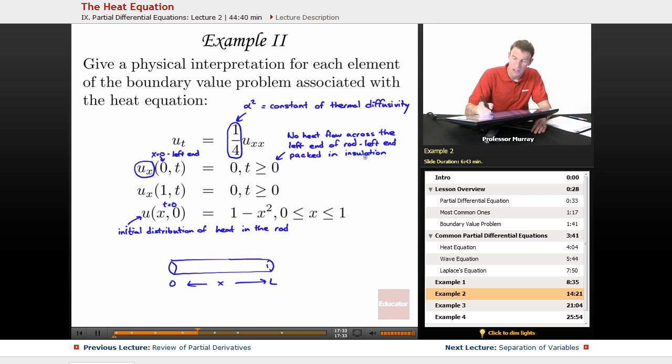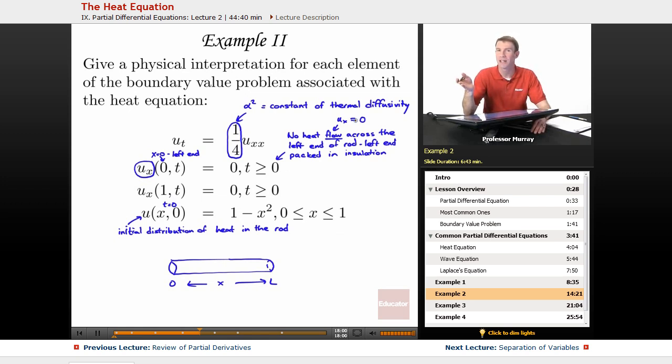Now I want to emphasize the distinction there. Before we had u of 0, t equal to 0, which meant the temperature was forced to be equal to 0. Now we have u sub x of 0, t equal to 0. That means the temperature flow, the rate of change of the temperature, is forced to be 0. So this is really the effect of u sub x being equal to 0. There's no change in temperature across the left end of the rod.